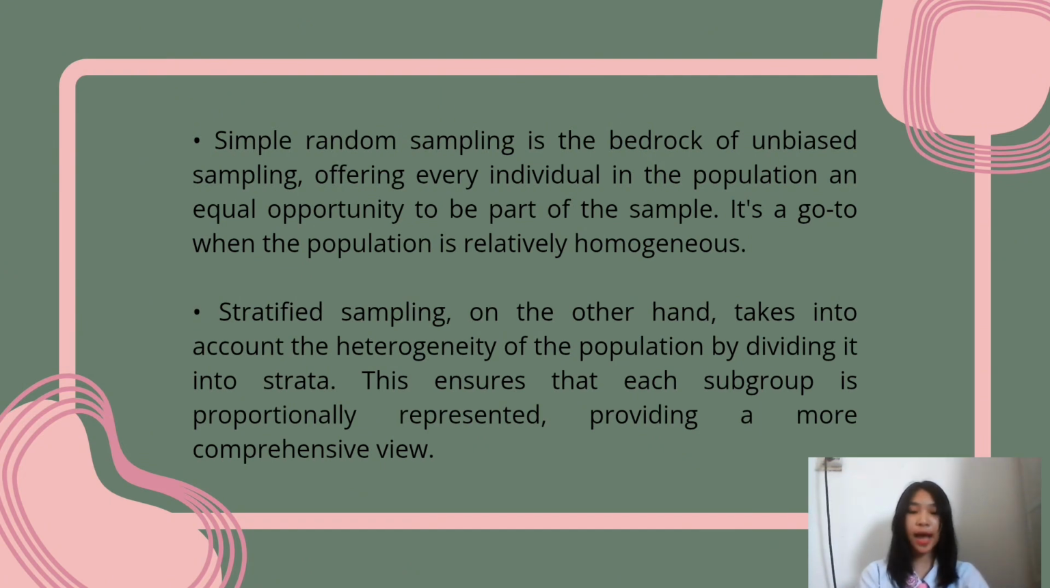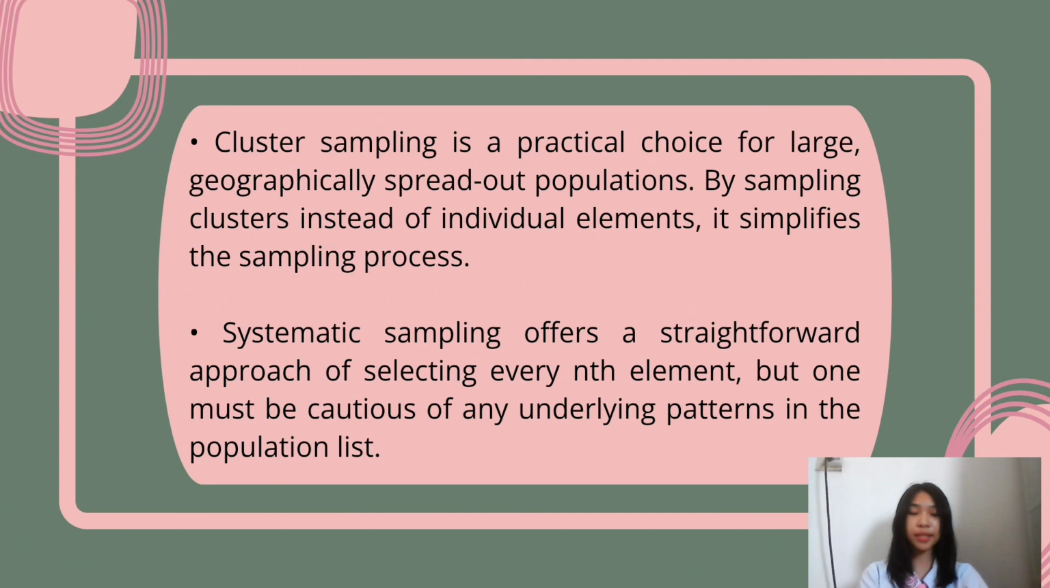Stratified sampling, on the other hand, takes into account the heterogeneity of the population by dividing it into strata. This ensures that each subgroup is proportionally represented, providing a more comprehensive view. Cluster sampling is a practical choice for large, geographically spread out populations. By sampling clusters instead of individual elements, it simplifies the sampling process. Systematic sampling offers a straightforward approach of selecting every nth element, but one must be cautious of underlying patterns in the population list.